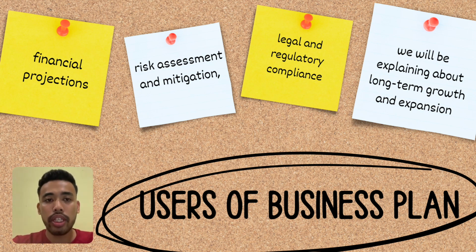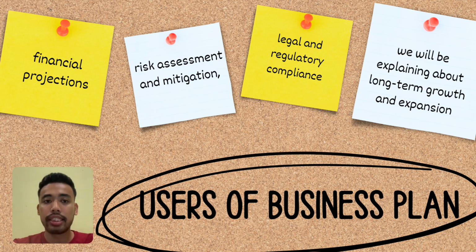The second point is risk assessment and mitigation. As we all know, as a business owner, we have to take a risk. So in business, SAE Printing Service will identify potential risks and challenges associated with running a closed printing shop. We will also present strategies to mitigate risk and ensure business continuity.